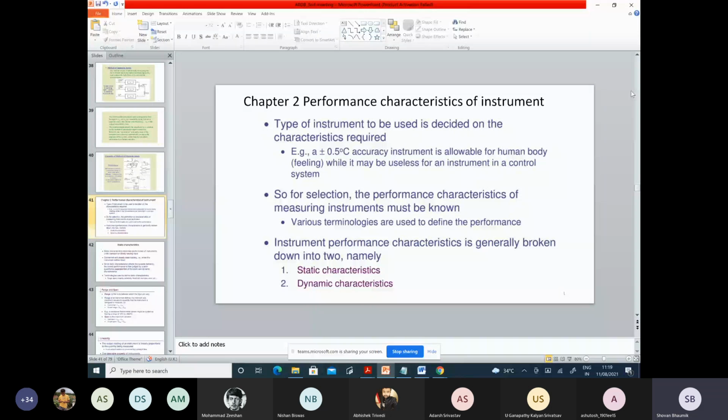Okay. So if that is clear, the second thing I want to emphasize: whenever you are going to select some instrument for a measurement, for measuring something, you need to think two ways.